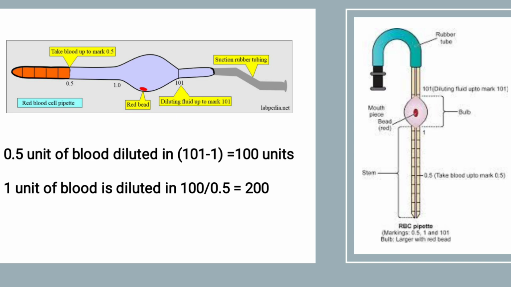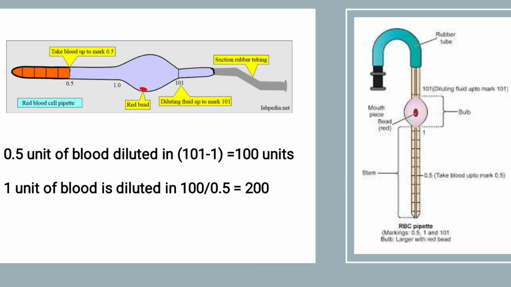Now we know that the blood is drawn up to the 0.5 mark, and the RBC fluid is drawn up to 101. We usually discard the initial few drops, so in the stem portion there will be no mixing of fluid with the RBC. For accurate counting, because the initial part of the fluid may not contain any RBC, we will not take the part of the fluid up to 1.